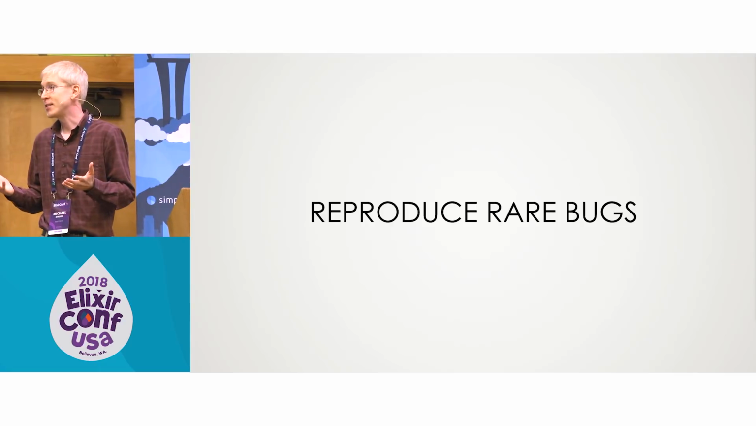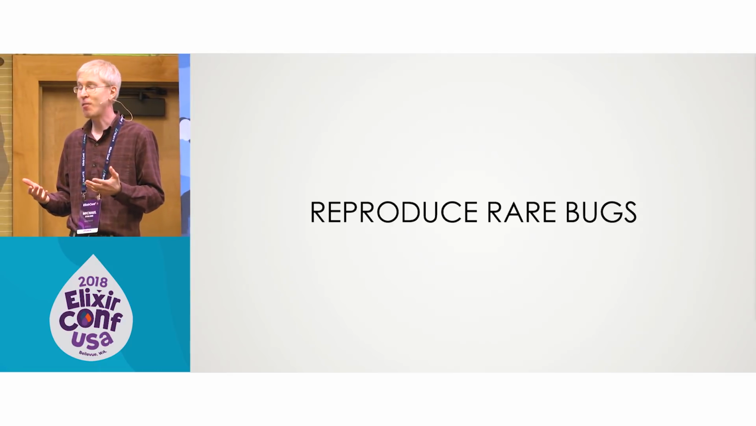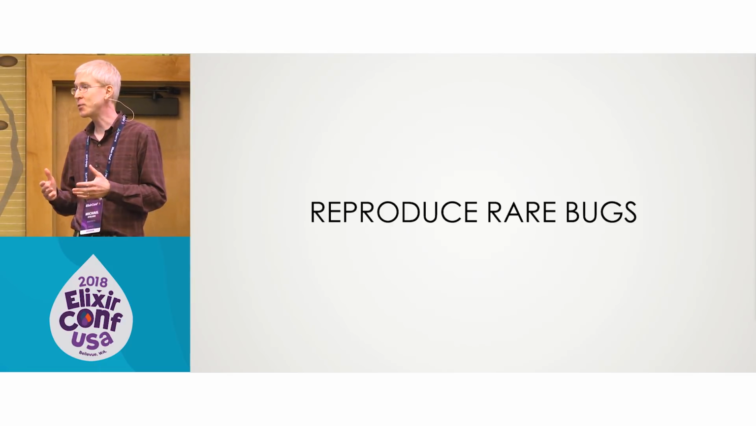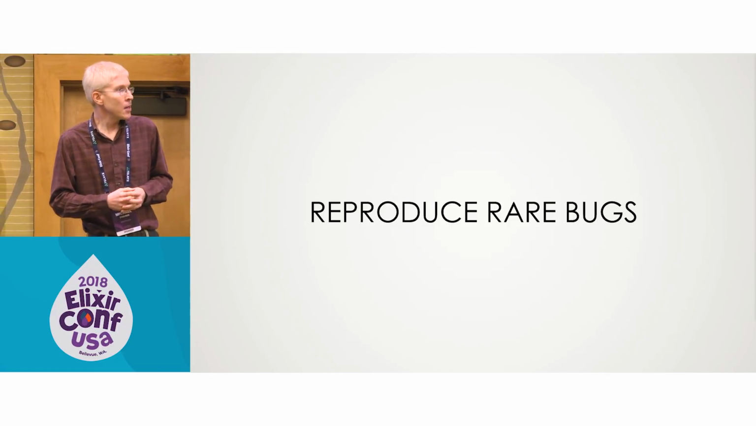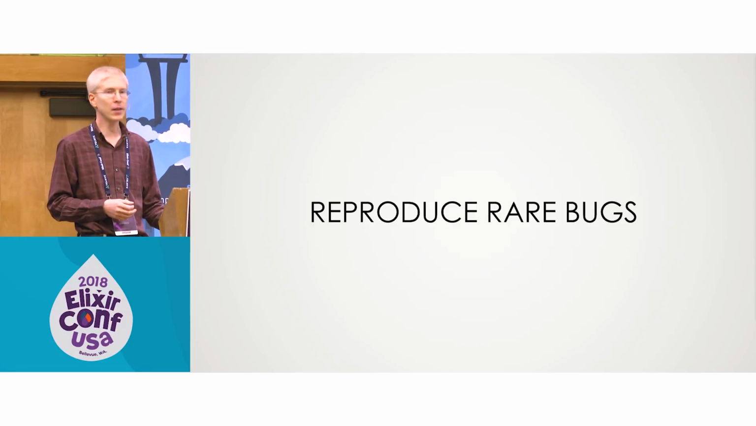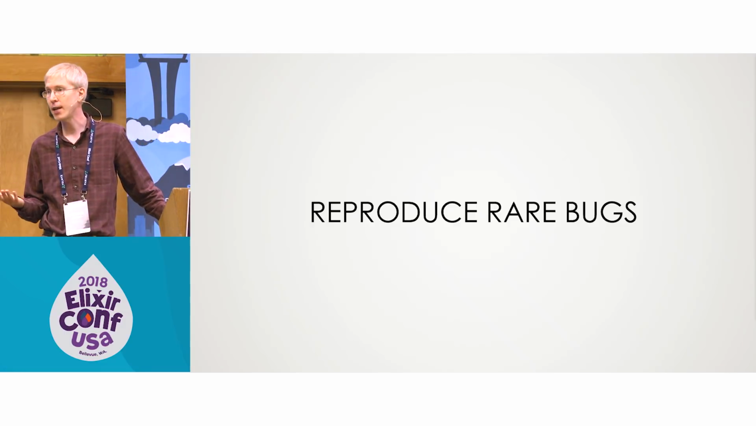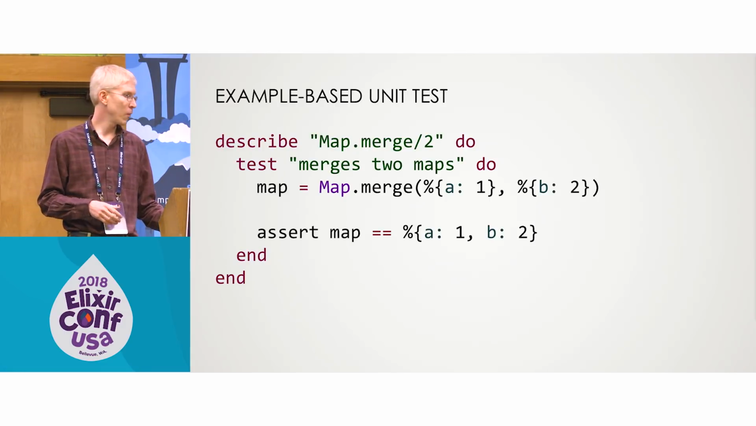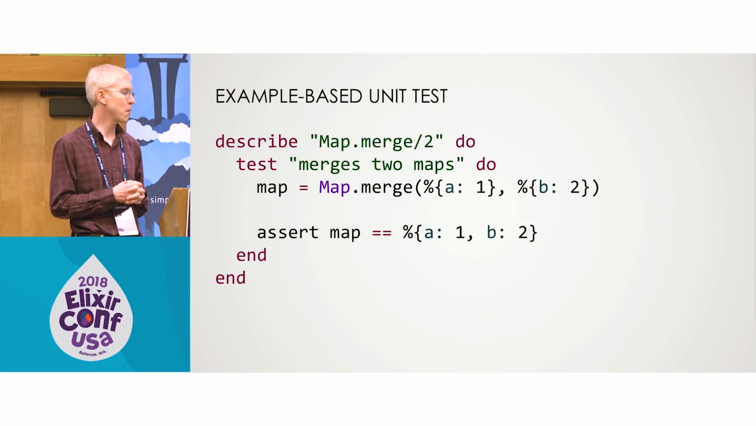Well, the short answer is because property-based testing is hard, frankly. At least it is when you first start out. So example-based unit tests are very concrete, and it might look something like this. If you were unit testing Elixir's merge function with their map module, right?